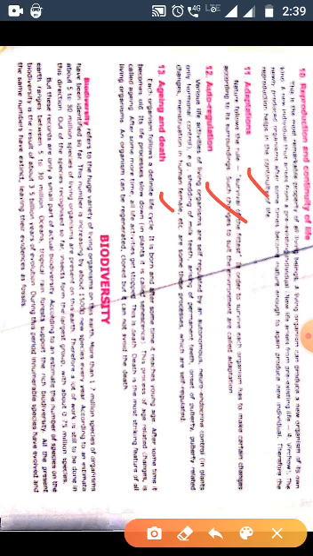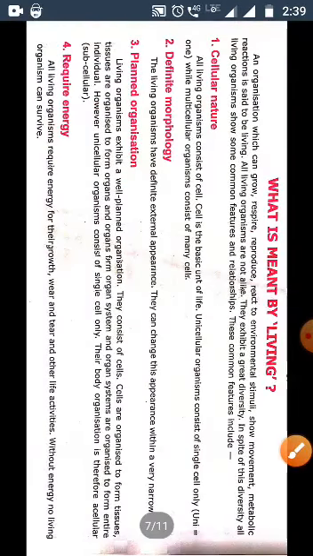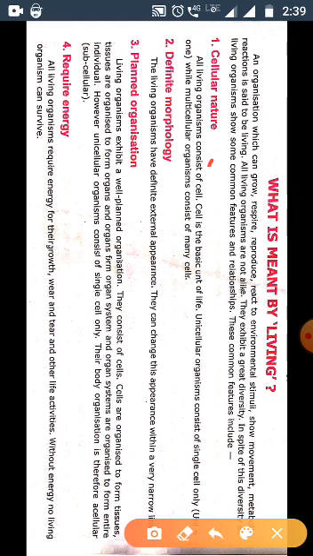What is the meaning of these points? We will discuss in short. Cellular nature. You know the cell is the basic structural and functional unit of the living beings. This has already been read in previous classes.